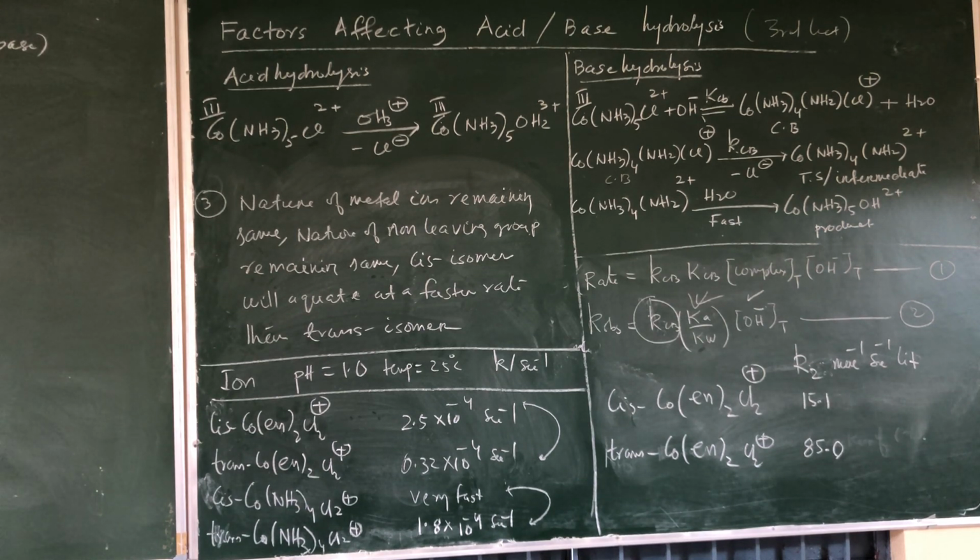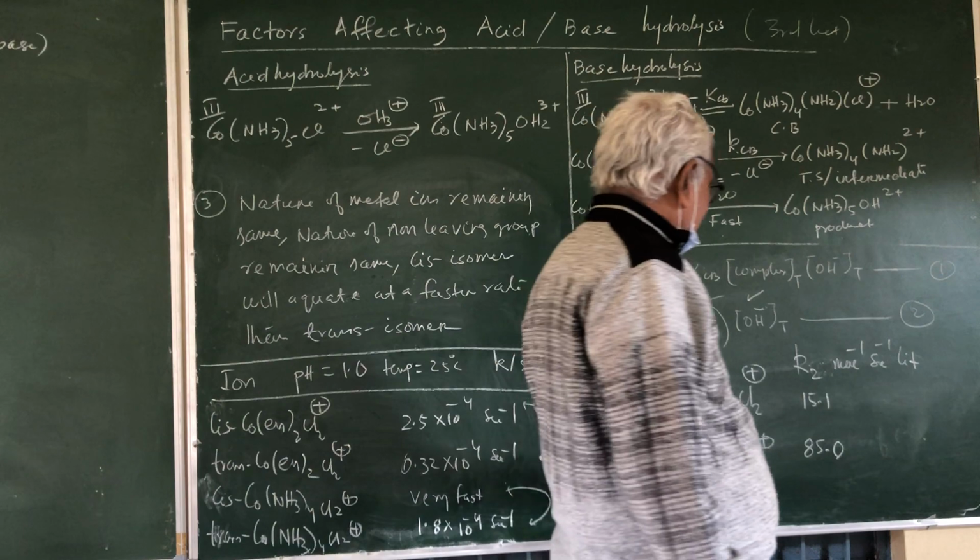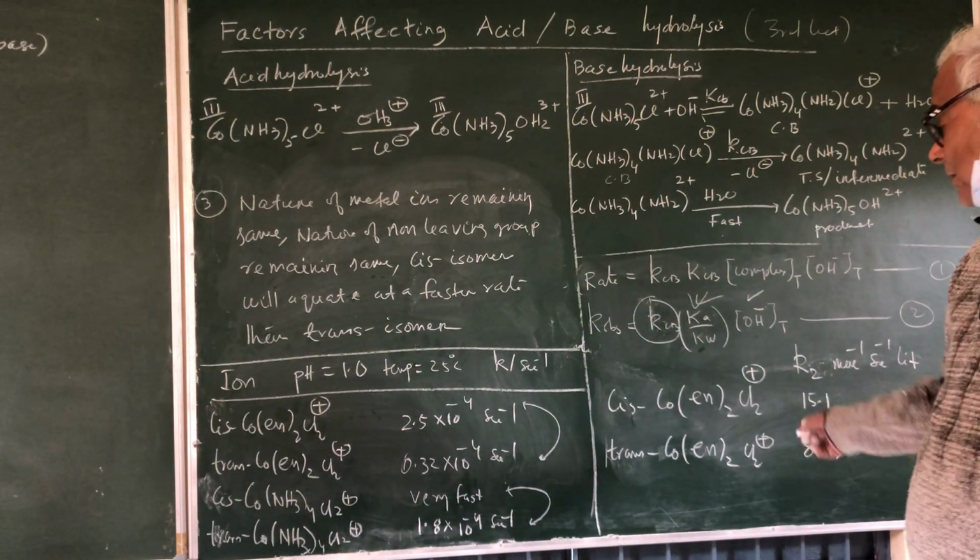So pi bond formation between the filled p orbital of the nitrogen and the cobalt vacant orbital is possible here. But here, if this chloride is lost, pi bond formation is not possible in this square pyramid intermediate. So in the square pyramid intermediate, pi bond formation is not possible in the case of the cis system. Pi bond formation is possible in the case of the trans system. Therefore, the rate of base hydrolysis of the trans isomer is higher than the rate of the cis isomer.